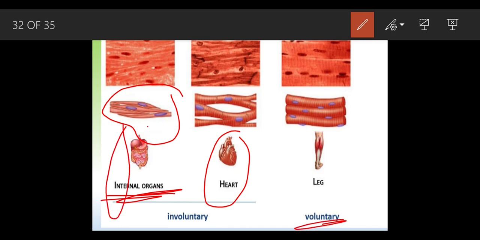And these voluntary muscles are present in the legs and all. Okay, legs, arms, neck. Okay, leg is under our control. If I have to walk, then only I am going to walk. If I don't have to walk, so I am going to sit. Okay, so it is under our control.